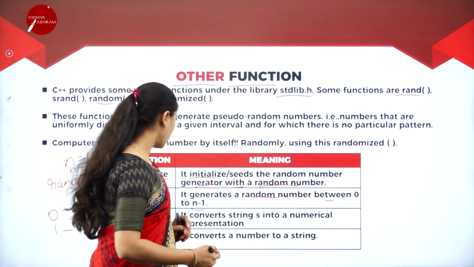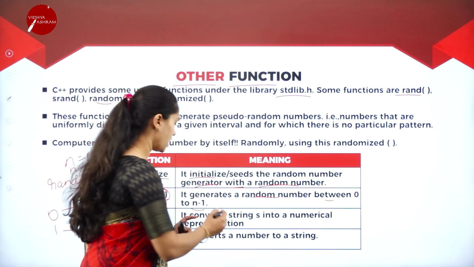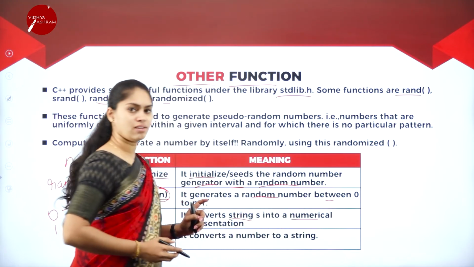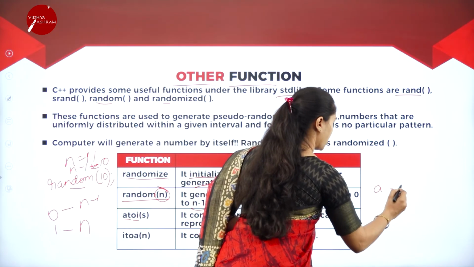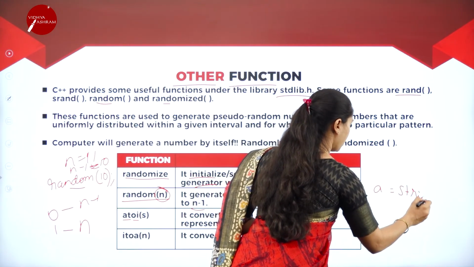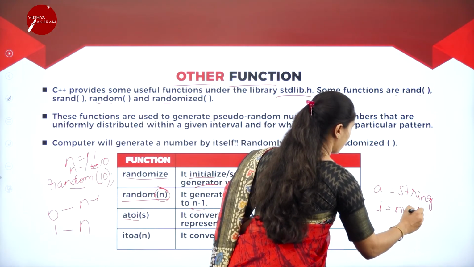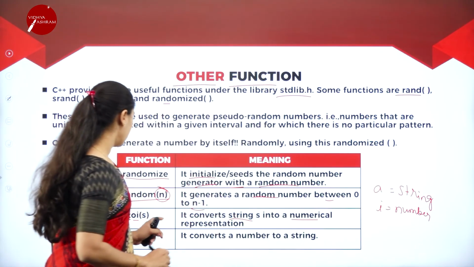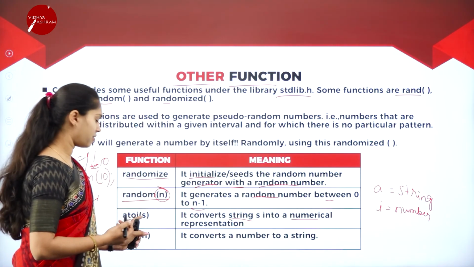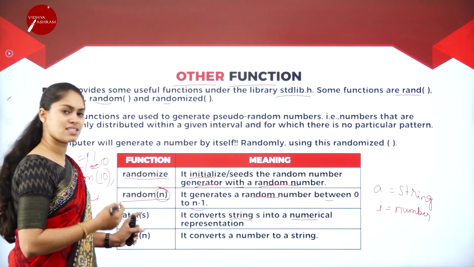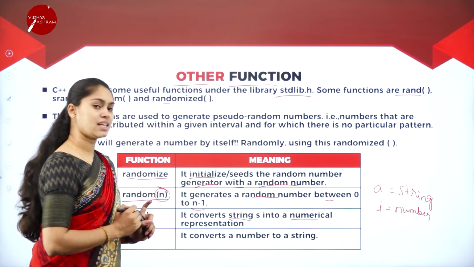Okay, and we have some more functions called atoi. When I want to convert a string to a numeric or a number, then we use this atoi. So a represents string and i represents number or numeric. Here atoi of a string, whatever string I give as the parameter value, will be converted into its equivalent numeric value.